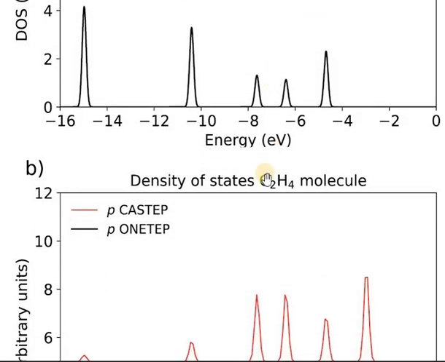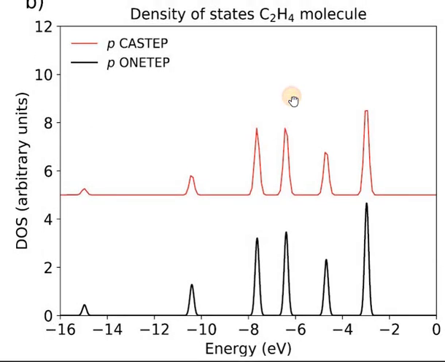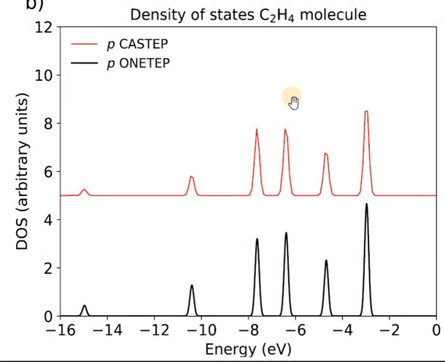Now let's move to graph B, which displays the p orbital contribution to the DOS of C2H4. Again, we see a similar story. The peak positions are consistent between CASTEP and ONETEP, showing good qualitative agreement, and the peak heights show the same minor variation as we saw in the s orbital example. So this consistency reinforces that both methods are accurately representing the electronic structure of the molecule, just with a minor difference.